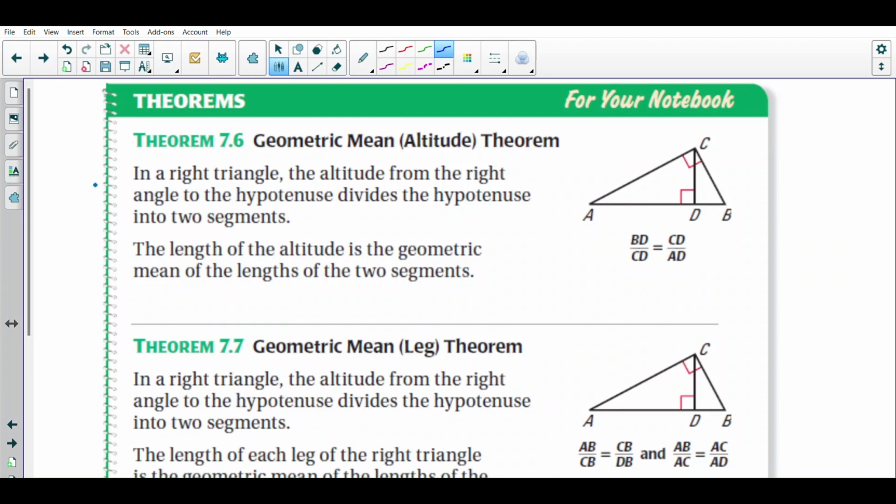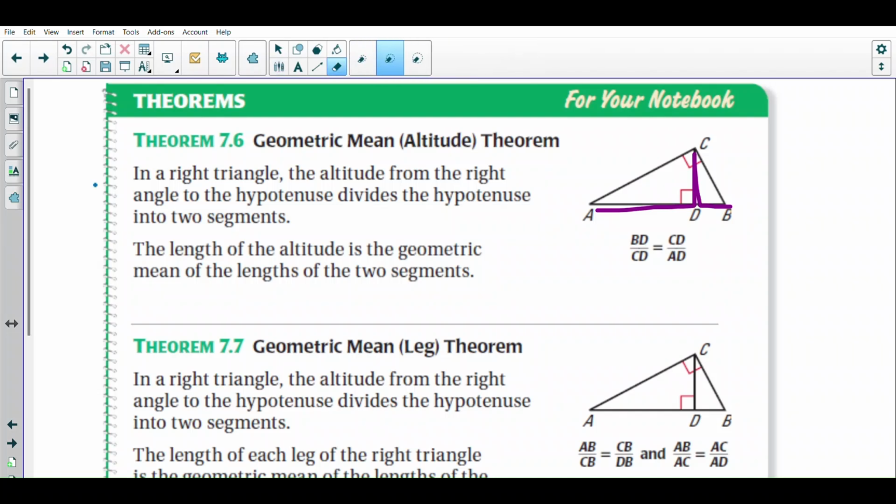These are some of the proportions. The geometric mean, the mean we learned in the previous lesson, is called the altitude. So the geometric mean theorem: in a right triangle, the altitude from the right angle to the hypotenuse divides the hypotenuse into two segments. The length of the altitude is the geometric mean of the lengths of the two segments. If you pay close attention to the proportion here, we have BD over CD is equal to CD over AD. So it creates a little perpendicular symbol.